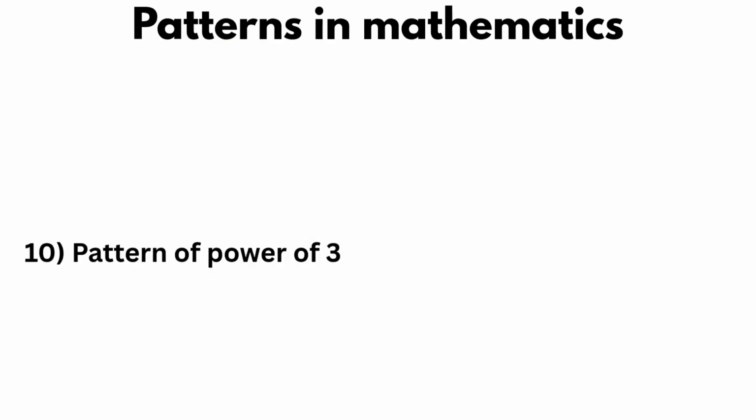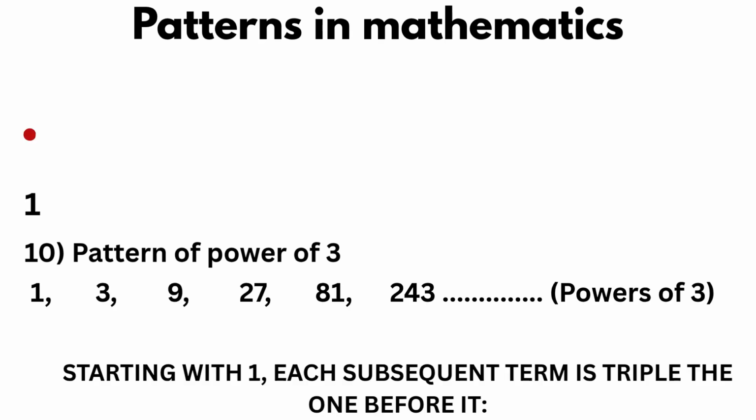10th pattern is the pattern of powers of 3. It consists of numbers starting with 1 and each subsequent, that is next number, is 3 times the one before it. That is, it contains the first number 1, the next number 1 multiplied by 3, that is 3. The next is 3 multiplied by 3, that is 9.